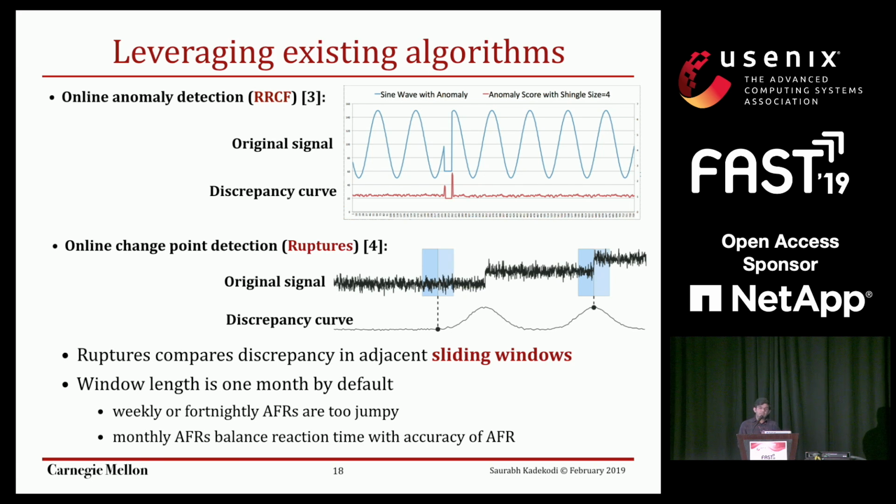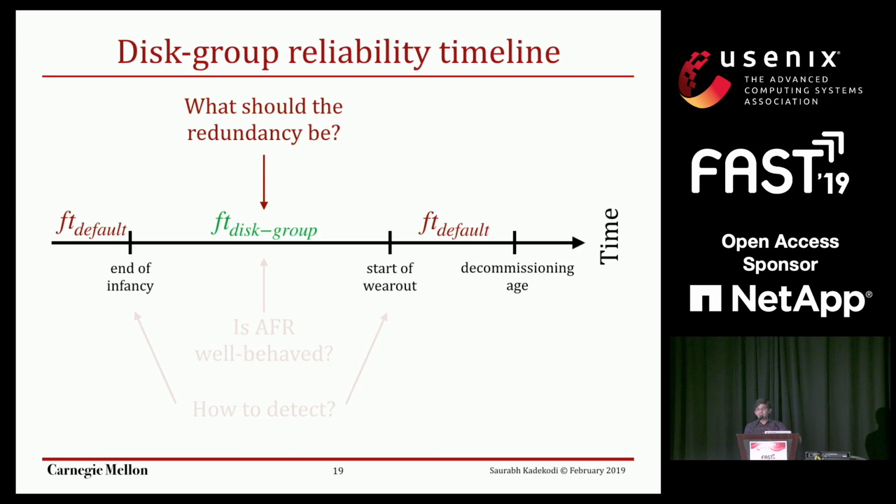The length of the window we choose is 30 days' worth of reliability data, because 15-day or weekly reliability data was too jumpy and not indicative of the natural trend of reliability. So to answer the final question, what should the redundancy be during a disk group's useful life? This question has a data-driven answer. So I'll go through our evaluation, which will answer this question.